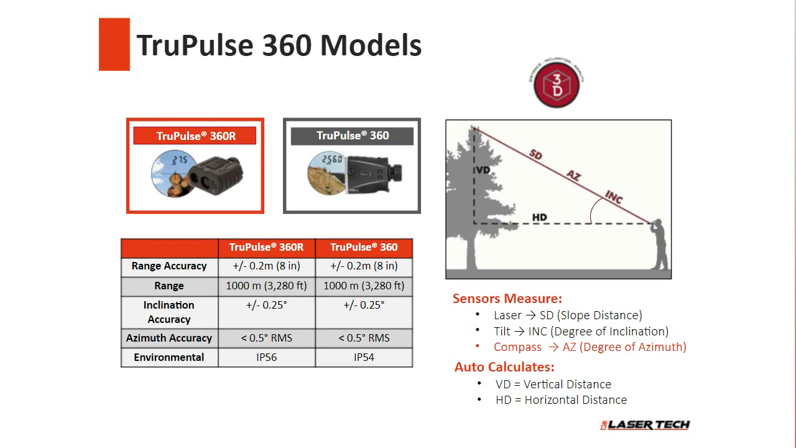Once we put the compass inside the unit, we call that the TruePulse 360 model. The difference between these two models, the TruePulse 360R and the TruePulse 360, is that the 360R is built in a ruggedized waterproof housing and is in a horizontal configuration, kind of binocular style. So there are two different styles you can look at. Then also the specifications are the same that you see here.